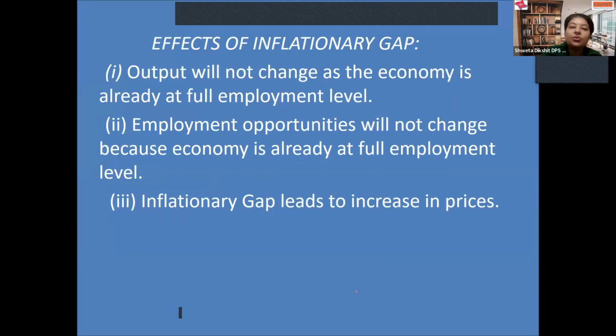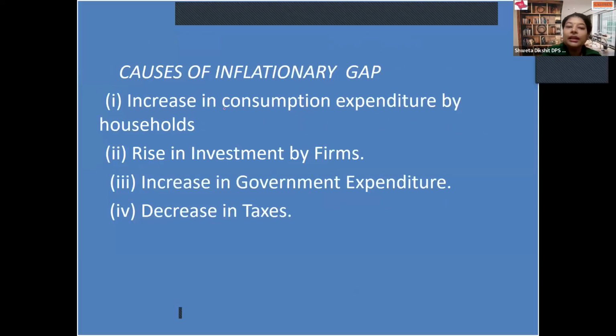I just told you, no? Let me revise once. The causes of inflationary gap: there is an increase in consumption expenditure by the households. There may be a rise in investment by the firms, and there can be an increase in government expenditure, and also a decrease in taxes. Now see, all the other things are increasing by decrease in taxes. Whenever the government is decreasing the taxes, the affordability of the people rises. So when the affordability of the people rises, then definitely there will be a rise in the demand for goods. So here you can understand the causes of inflationary gap.